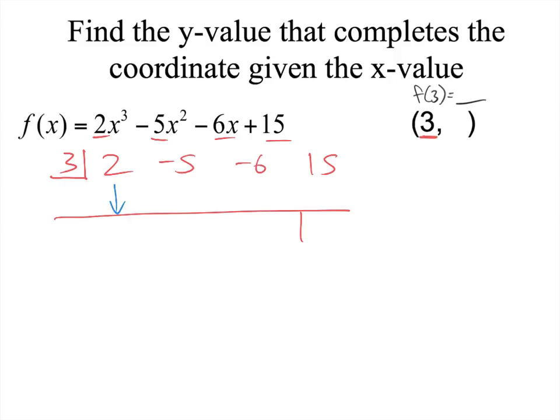Bring down the 2. 3 times 2 is 6. Add down, you get 1. 3 times 1 is 3. Add down, you get negative 3. 3 times negative 3 is negative 9. Add down, and you get 6. So what that means is that right there is 6, because f of 3 is 6. So when you plug in 3, you get 6, which means the coordinate is 3, 6. We are done.